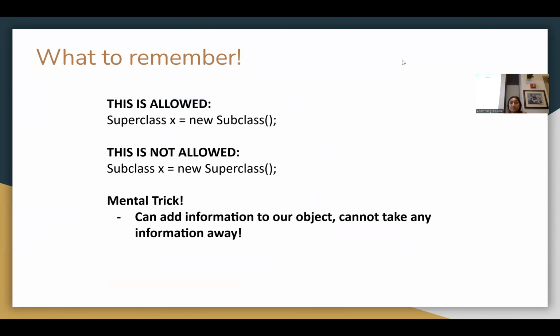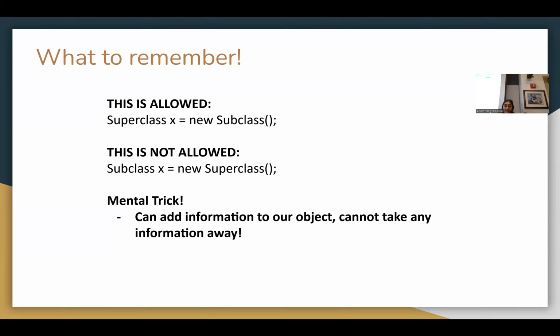Okay. One final thing, I think this is my last thing. When you're making declarations where the static type and the dynamic type are different, you're allowed to have a declaration where the static type is a superclass of the dynamic type. However, the other way around is not allowed. The way that I like to think about this is that whenever you make a subclass extend a superclass, you're adding more information to whatever object you're creating, if that makes sense.